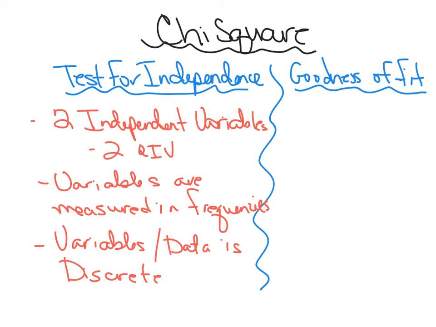Now, an example of ordinal data is maybe ranking in college status, like freshman versus sophomore versus junior versus senior. That could be ordinal. Those are two different variables, but both the variables are discrete variables. We're not measuring on any continuous data. Those are all the same for the goodness of fit, except you only have one independent variable, one IV, or quasi-independent variable.